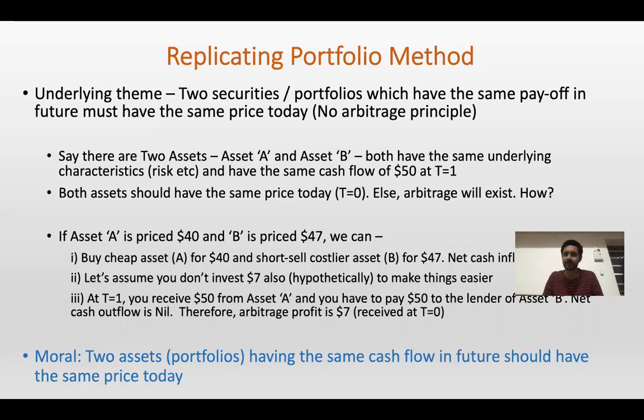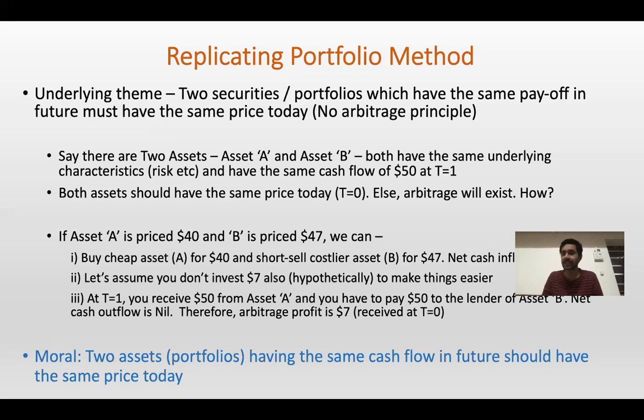So now let's take an example. Let's say there are two assets, both with the same underlying characteristics. I'm assuming that everything else is the same, in terms of risk or every other characteristic. Let's say they have the same cash flow at t equal to 1 of $50. Let's assume that there are no other intermittent cash flows, so assume that this is a zero coupon bond. It just has a face value which is paid at t equal to 1 of $50.